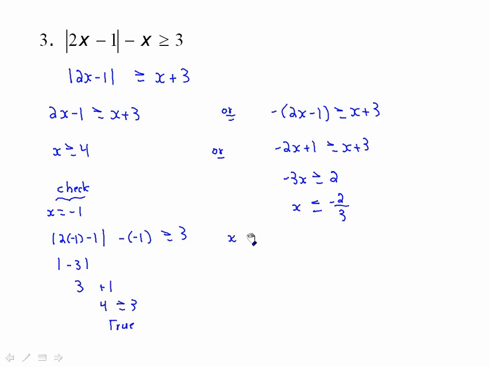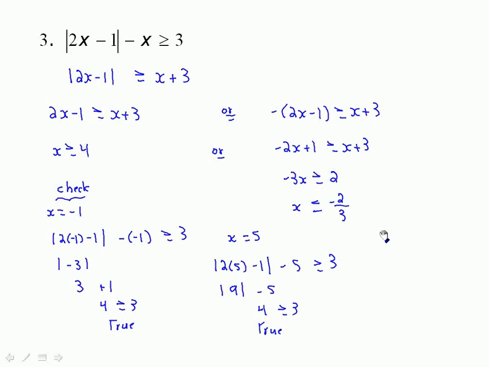Pick a number that's greater than 4, say 5. 2 times 5 minus 1, minus 5, greater than or equal to 3. This one should work as well. So that's 10 minus 1 is 9. So 9 minus 5 is also 4, also greater than or equal to 3. So that's true.